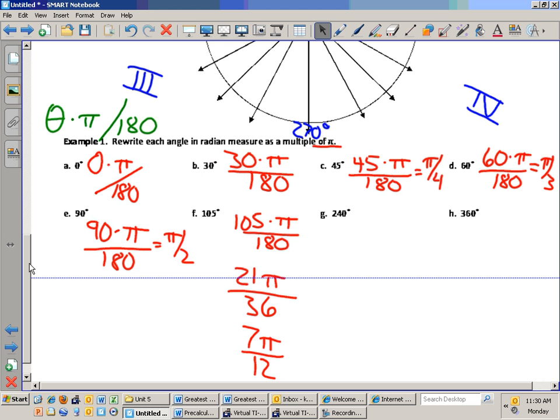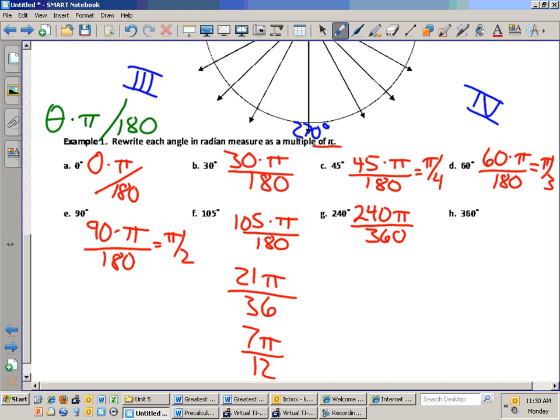240. So we can talk about how we do this. 240 times pi over 360. So for this one, I'm going to say 240 and 360 are both divisible by what number? I'm sorry, 180. Sorry, I did that first time, second time. And I'm going to do it again.